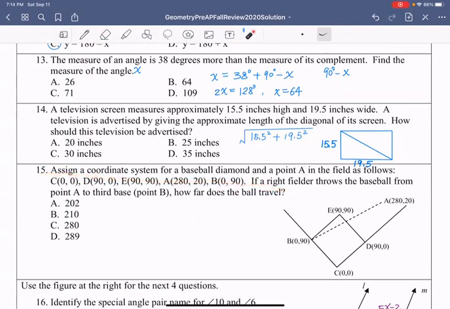Assign a coordinate system for a baseball diamond and a point A in the field as follows. C is (0, 0), D is (90, 0), E is (90, 90), A is (280, 20), B is (0, 90). If a right fielder throws the baseball from point A to third base, point B, how far does the ball travel? Okay, we want to get the distance between these two points. So what do we do?